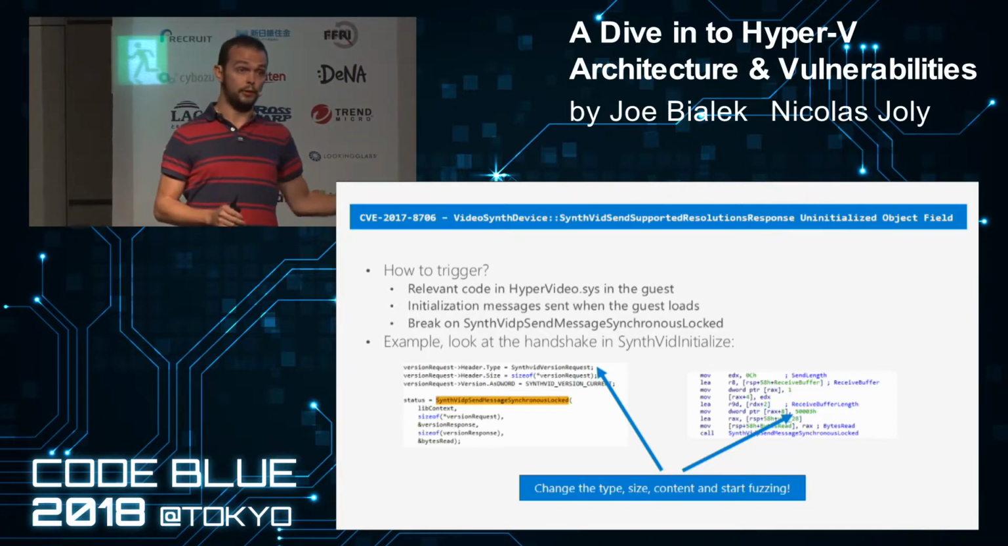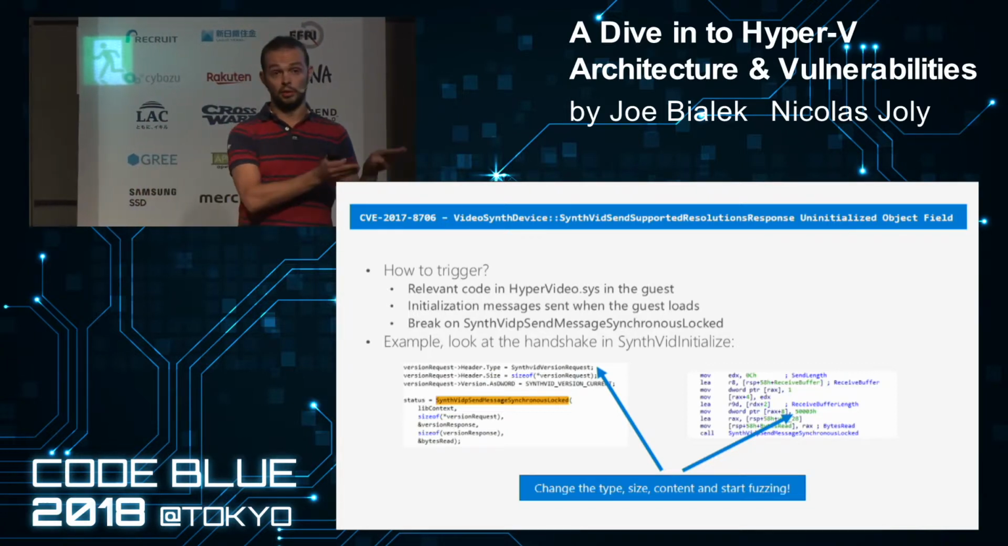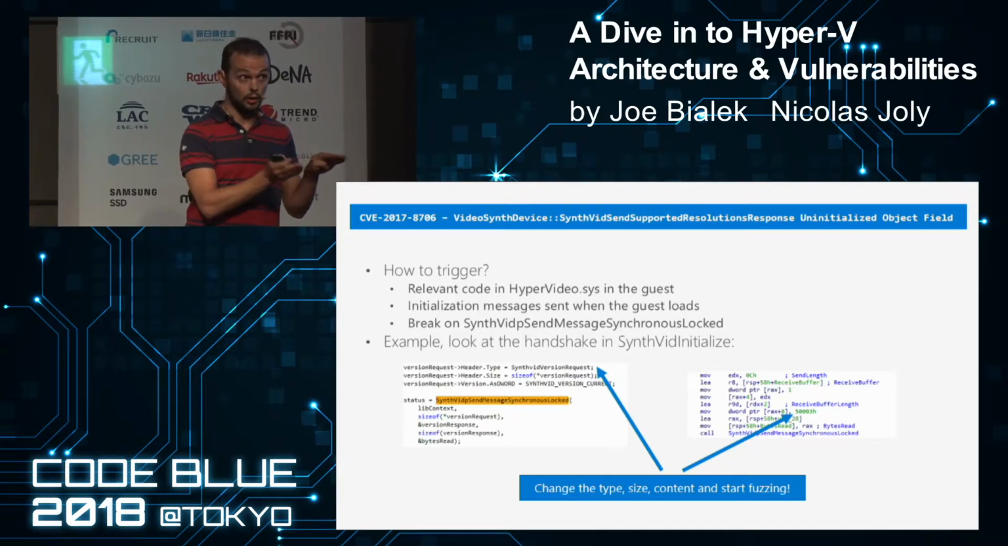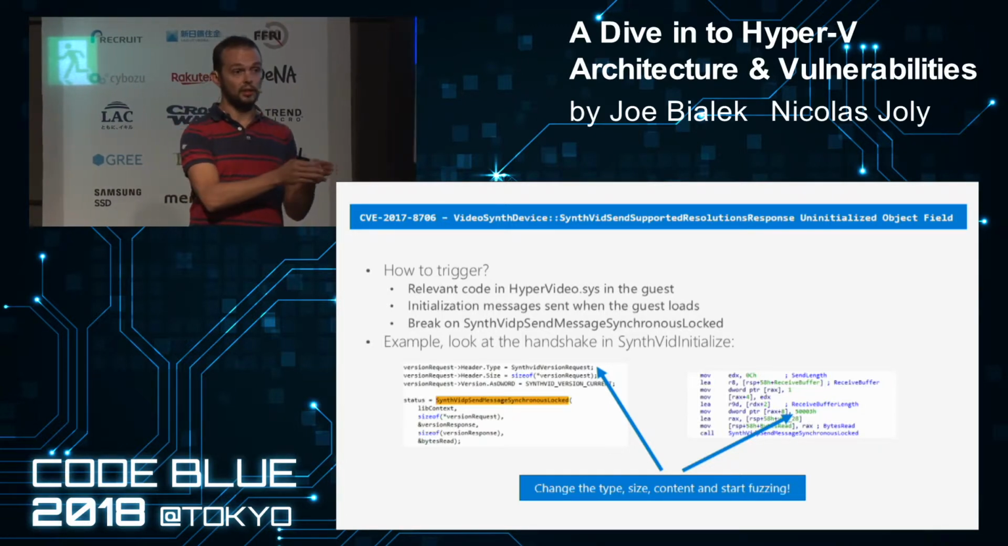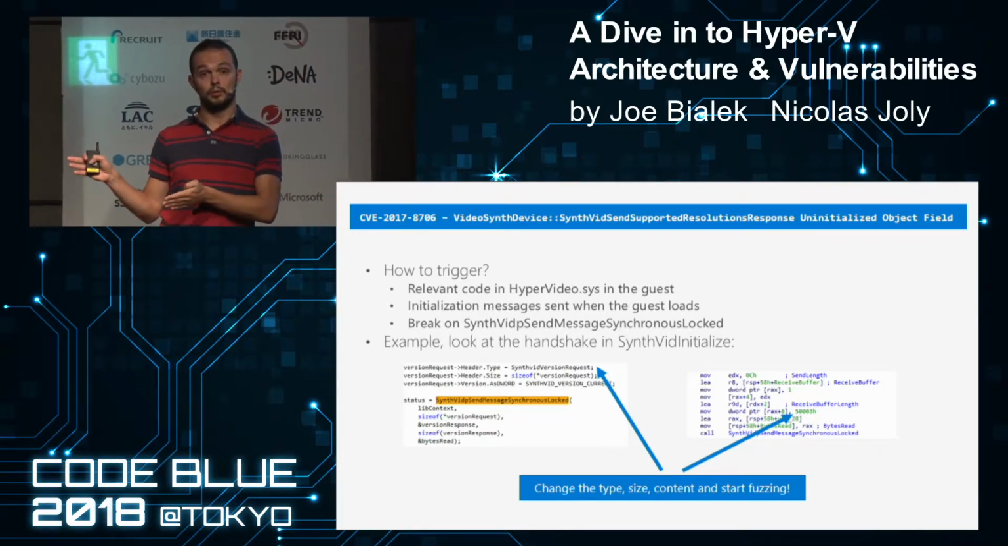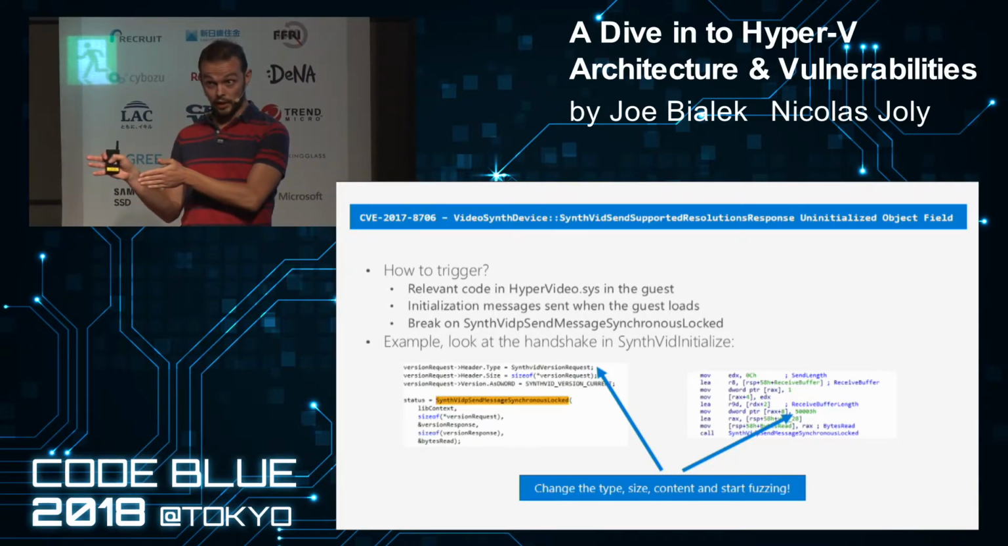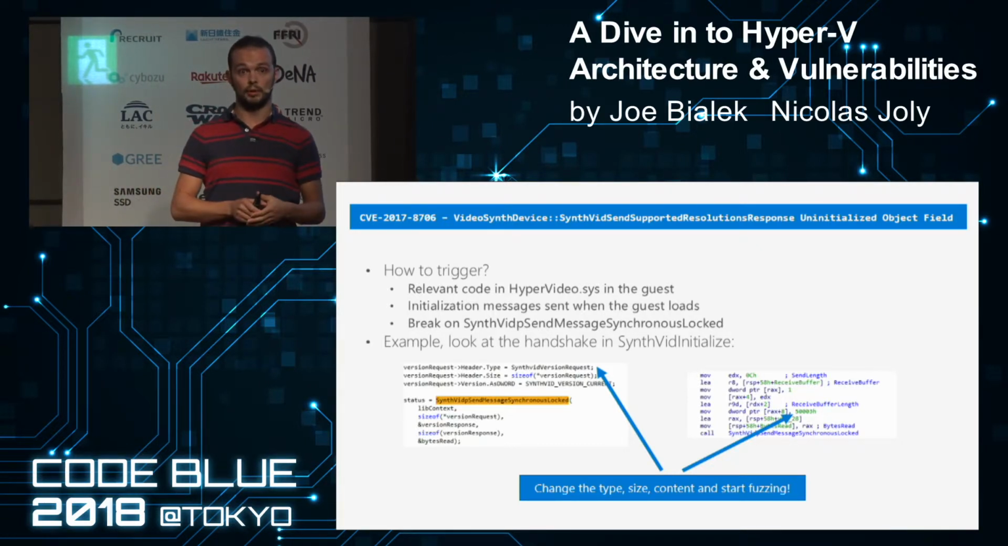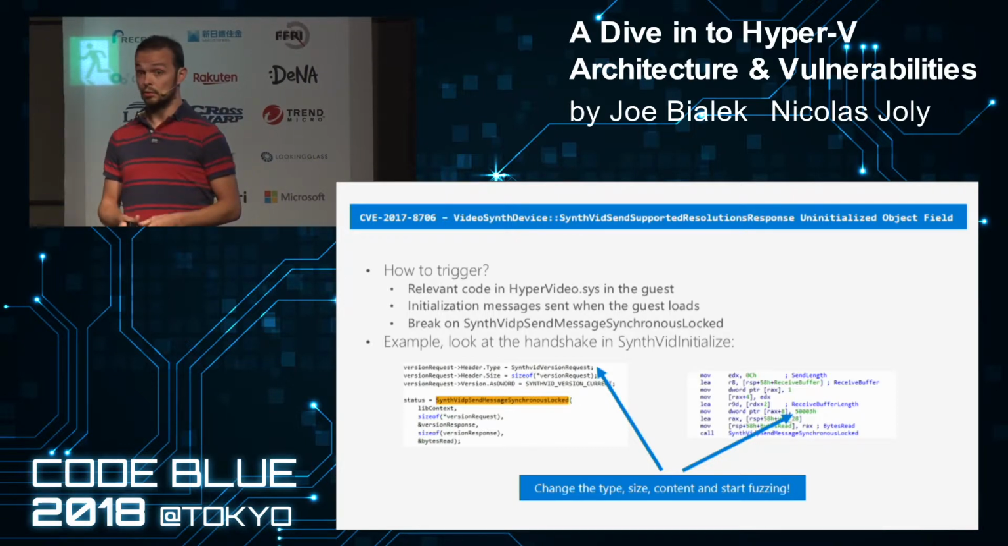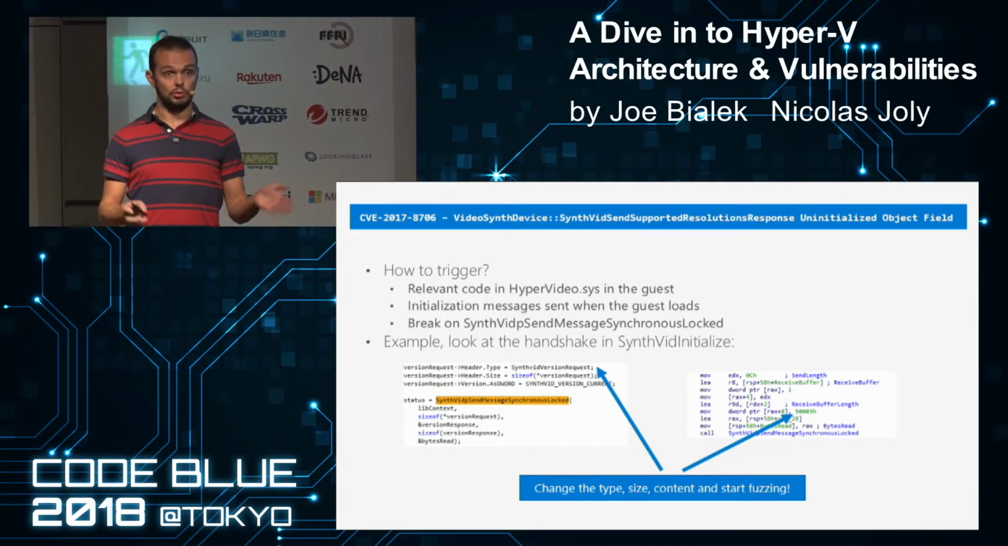This vulnerability is very easy to trigger. You just send a message to the host, to the worker process, set that Boolean to false, and then the response with the uninitialized data is sent straight away to the guest. That's very easy to see. We don't need a driver for that. Just a script would be enough.